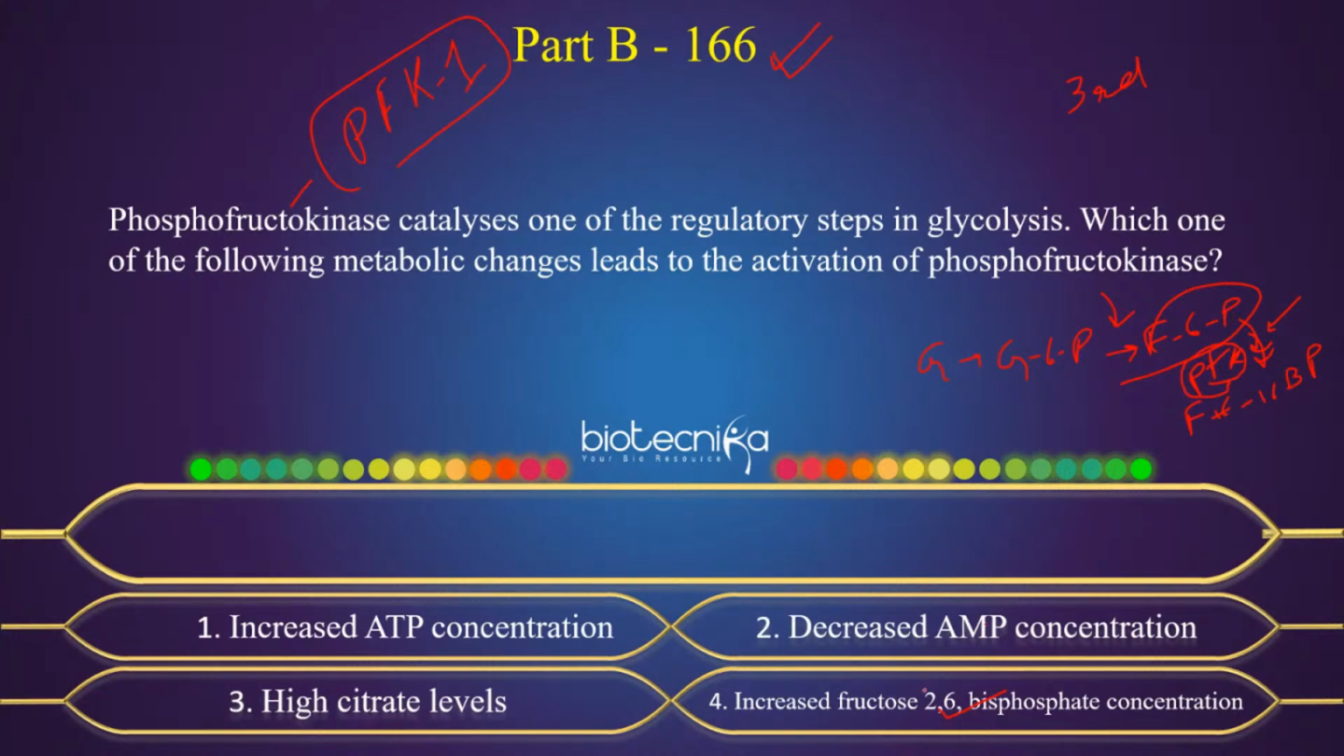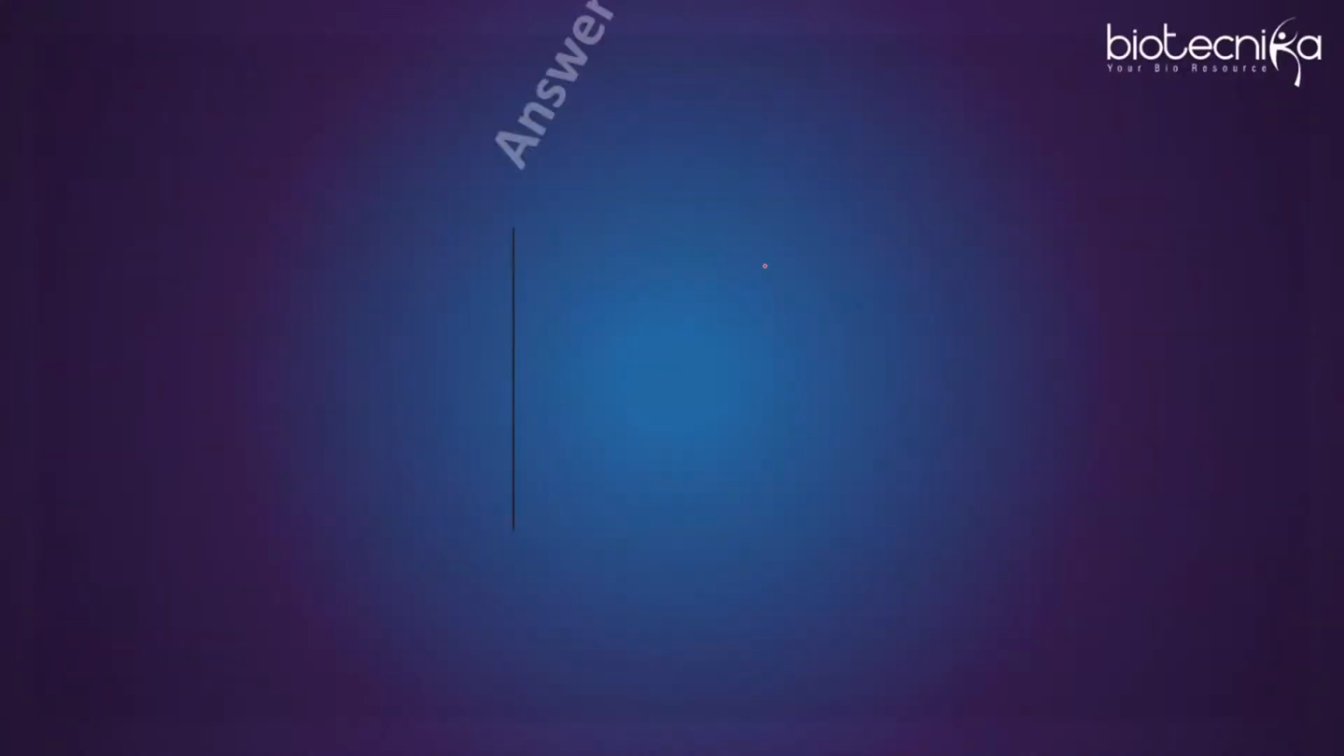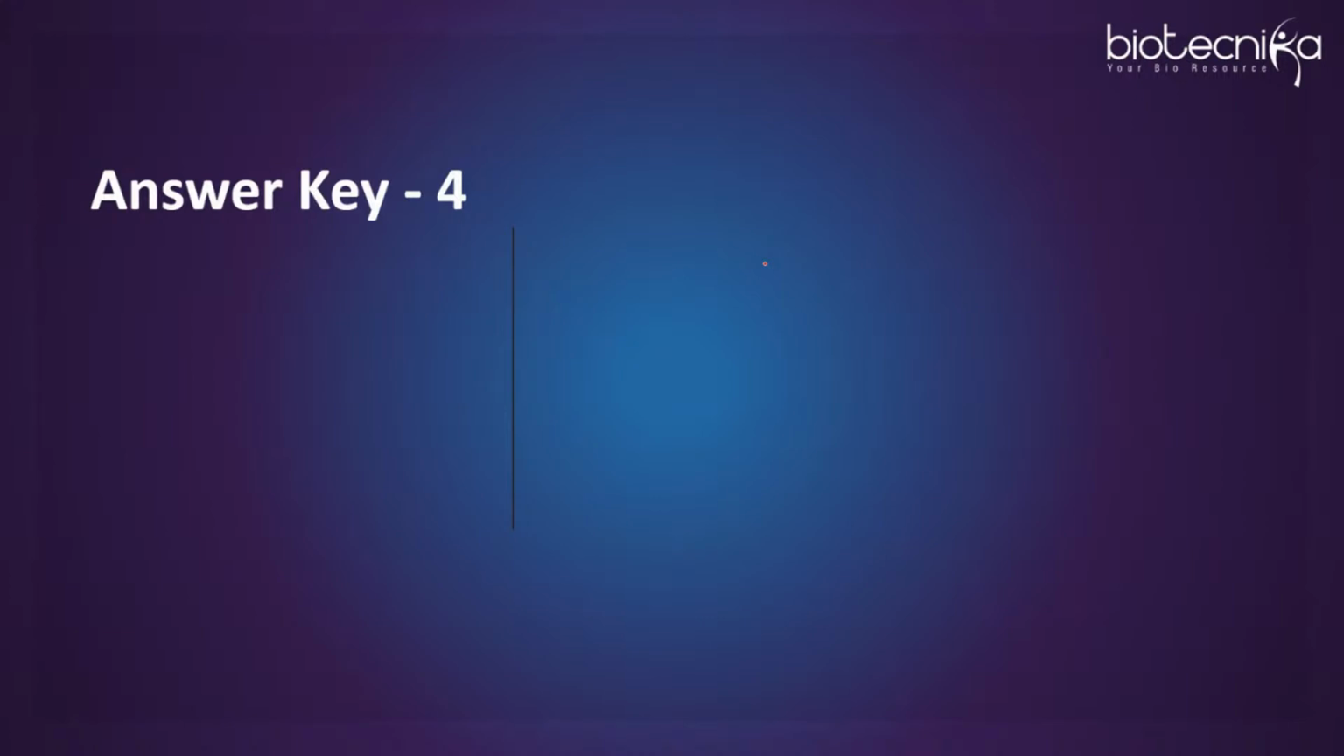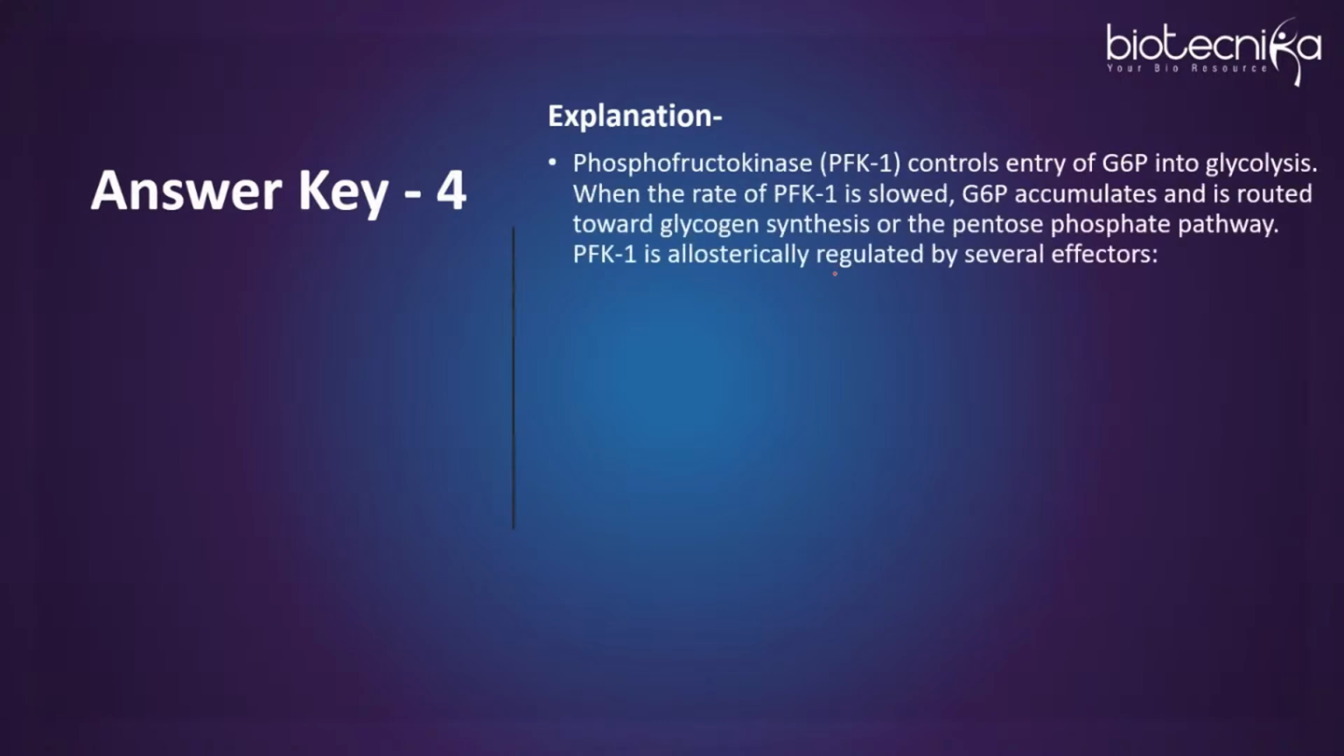See, one of the options says 2,6 bisphosphate. Don't get confused with 1,6 bisphosphate, because that's a product, but 2,6 bisphosphate is from a separate pathway. So yes, the answer is option 4, option D. What is the explanation here? PFK controls the entry of glucose 6 phosphate into glycolysis. When the rate of PFK is slowed, if you don't want glycolysis, then PFK1 will be slowed down. You want this enzyme to be inhibited, so then G6P will get accumulated.